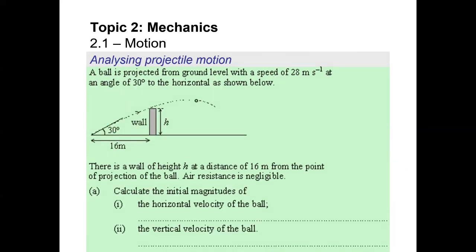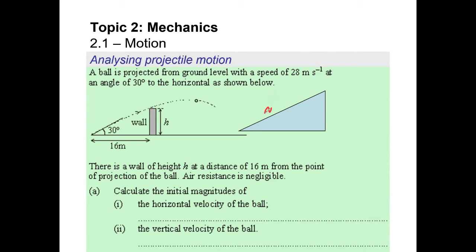The ball is projected from ground level with a speed of 28 meters per second at an angle of 30 degrees to the horizontal, as shown below. There is a wall of height h at a distance of 16 meters from the point of projection. Air resistance is negligible. Calculate the initial magnitude of the horizontal velocity of the ball and the vertical velocity of the ball.